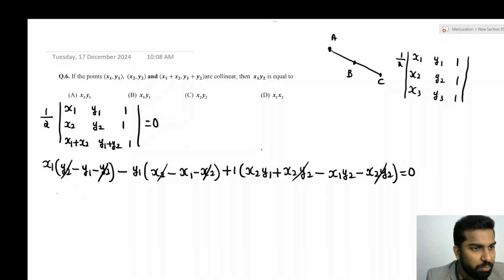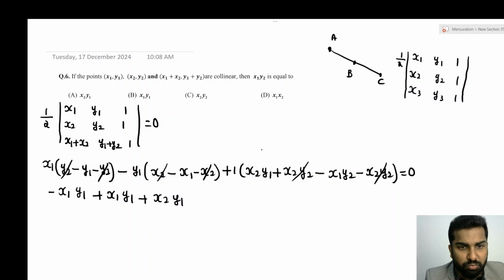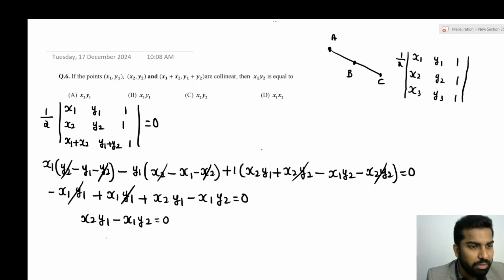Now pending will be x1 into minus y1, so it becomes minus x1 y1. Then minus y1 multiplied with x1 becomes plus x1 y1, and plus x1 y1 will come, and in this part we have x2 y1 and minus x1 y2, equal to 0. Minus x1 y1 and plus x1 y1 again cancel completely. Now we have x2 y1 minus x1 y2 equal to 0. Transposing minus x1 y2 to the other side, x1 y2 will be equal to x2 y1.